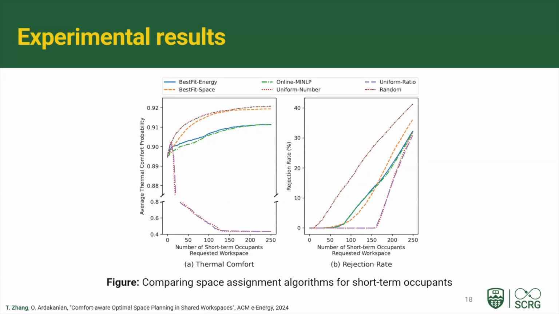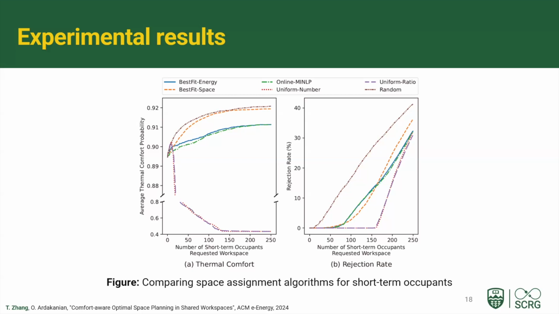But after that, we can see that the two baselines, the uniform number and the uniform ratio baselines, have a very significant drop in thermal comfort. This is because the uniform baselines assign occupants without considering their thermal preferences. They just want to put as many people as possible in the building.